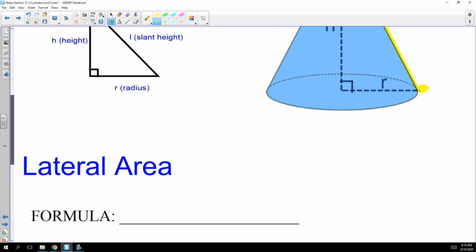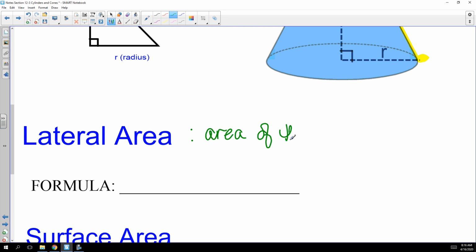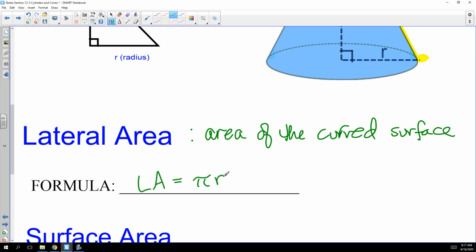So lateral area of a cone is going to be the area of the curved surface of a cone. Right? And the formula for lateral area of a cone is this. It's pi r L. And it seems strange. It doesn't seem like it's related to anything else. It's similar, actually, to the lateral area of a pyramid. I don't know if you remember, for a pyramid, the lateral area was 1/2 perimeter of the base times the slant height, right? Okay, so let's talk about how that might be related.